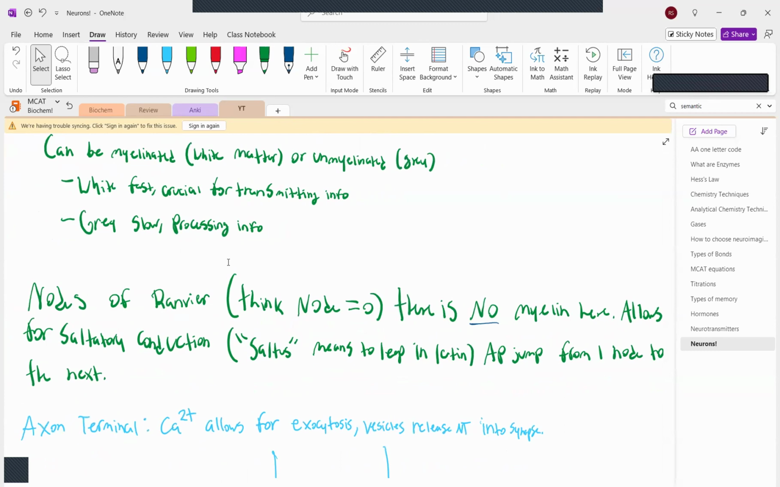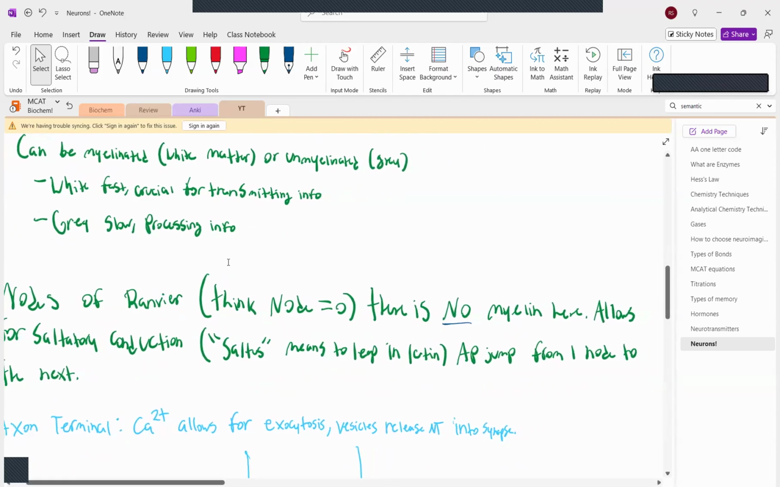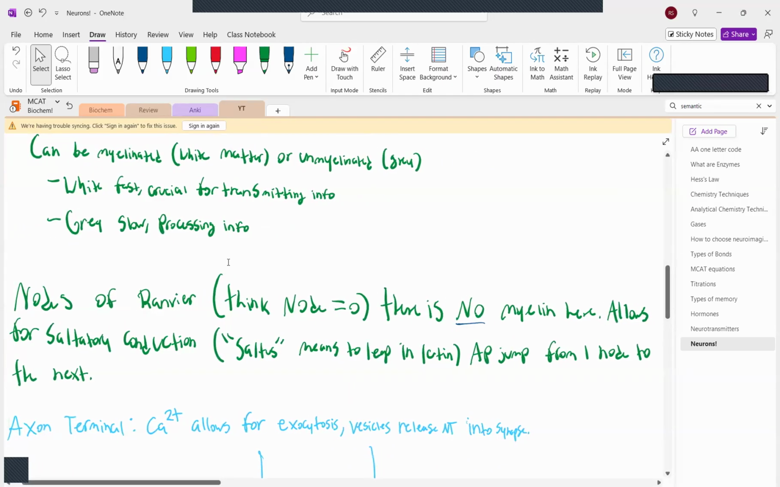It's important for saltatory conduction. Oh my God, I can't. I think that's how you say it. In Latin, saltus means to leap. So it's when your action potential is jumping from one node to the next. And why is it important to keep the action potentials separate from one another?